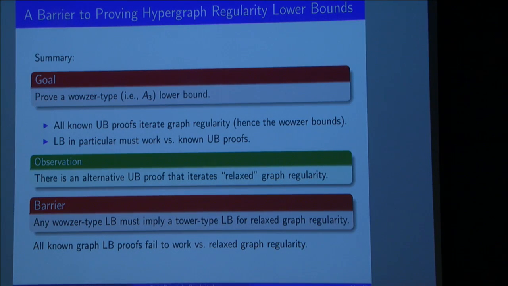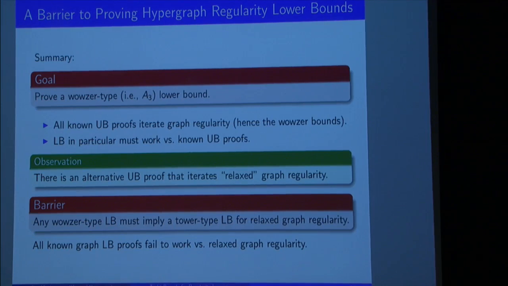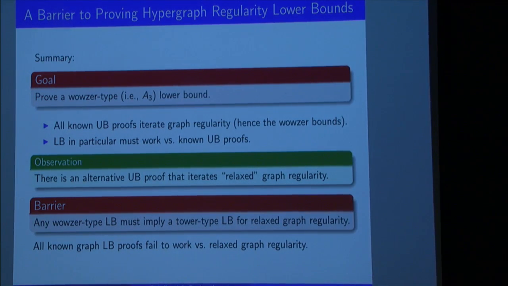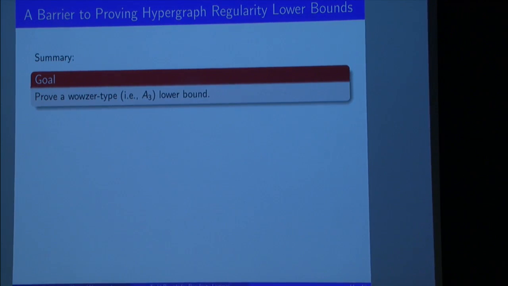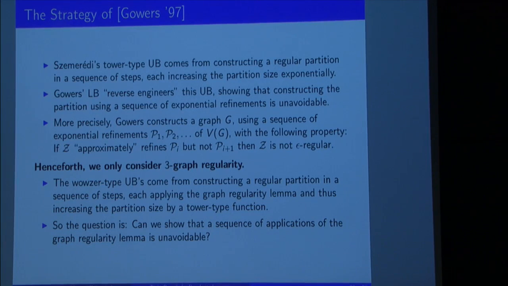Just let me go back two slides. Since there is an alternative upper bound proof that iterates the relaxed graph regularity lemma rather than the graph regularity lemma, the answer to the question that I pose here, can we show that the sequential application of the graph regularity lemma is unavoidable? The answer is no. It is not unavoidable. There is a better proof. There is a proof that iterates something else.